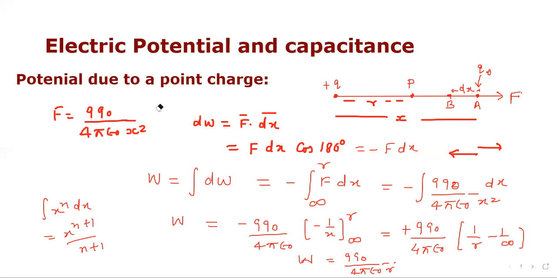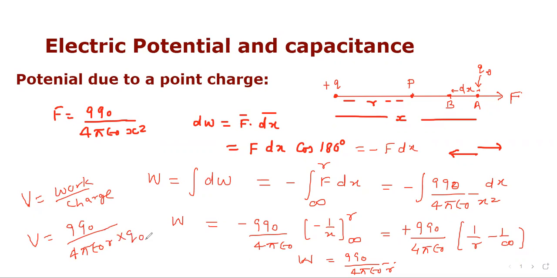Now we know that potential V is equal to work divided by charge moved. Work we have got as Q Q0 divided by 4 pi epsilon naught R, divided by the charge moved. Charge moved is Q0, so Q0 will cancel out, and we will get potential as V equals Q upon 4 pi epsilon naught R.